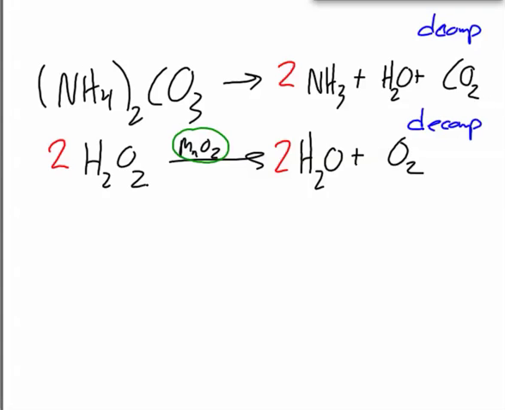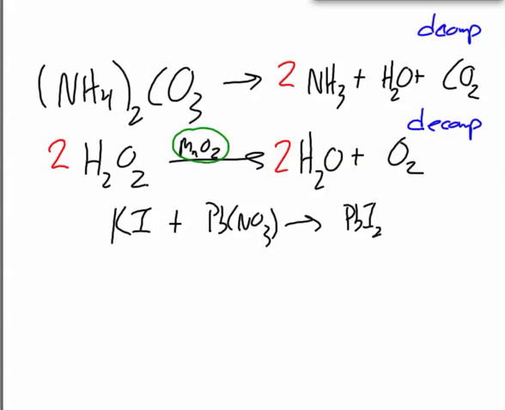Okay, next reaction we did, potassium iodide plus lead nitrate, and that yielded lead iodide and potassium nitrate. Okay, notice that, oops, that should be a 2 there, because it's lead 2 nitrate and lead 2 iodide. So therefore we need 2 there and a 2 here. And this is a double replacement reaction.